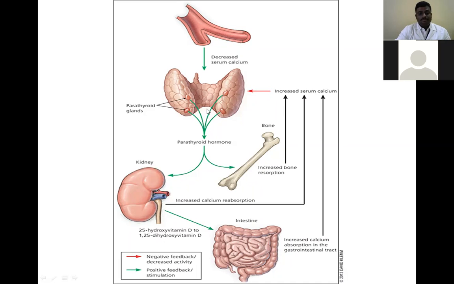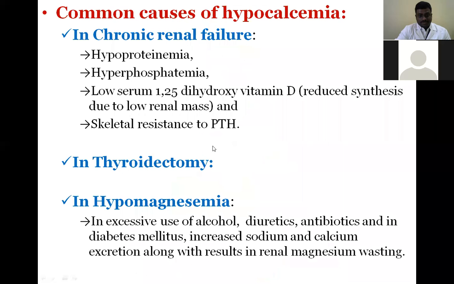Here, when hypocalcemia happens, you can see hypoproteinemia. Hypoproteinemia is when the blood does not have enough protein concentration, especially in chronic renal failure. So in chronic renal failure, what happens?